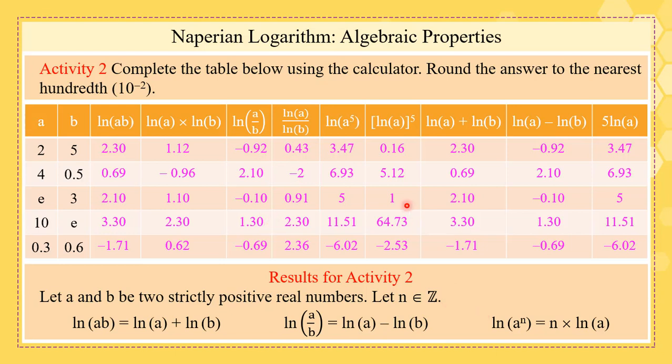And finally, we can also see that ln a to the power 5 is nothing but 5 ln a, which is somewhere here. So if we have an exponent here, we can put it outside the ln expression. And also the common mistake, ln a power 5 is not the same as ln a to the power 5. So the properties are ln ab is ln a plus ln b, ln a over b is ln a minus ln b, and ln a power n is n ln a, providing that a and b are strictly positive real numbers.